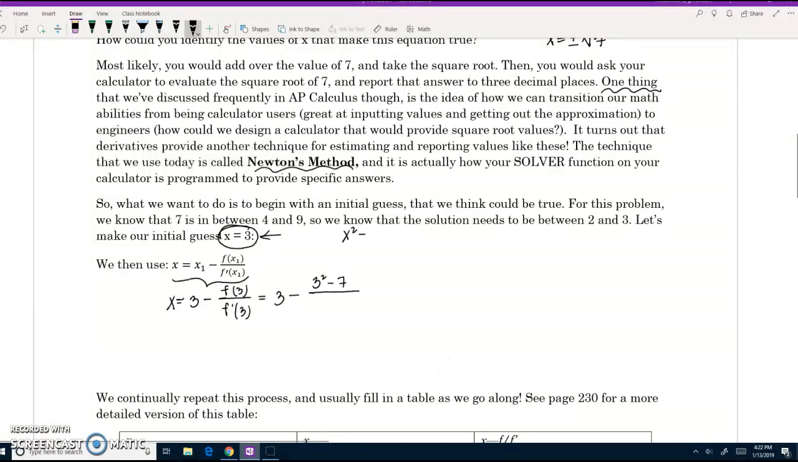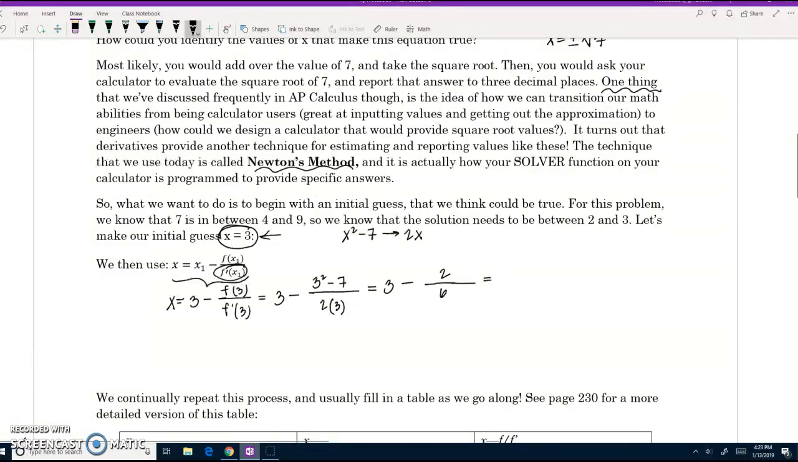So if that is our original equation, the derivative of that equation is 2x. So down the bottom, we have a derivative, and we're evaluating it at our guess. So in this case, that's going to be 2 times 3. So this result will be, our original piece is 3. And then we've got minus, up top here, 3 squared is 9. 9 minus 7 is going to be 2. And then down in the bottom, we've got a 6. So we've got 3 minus 2/6.